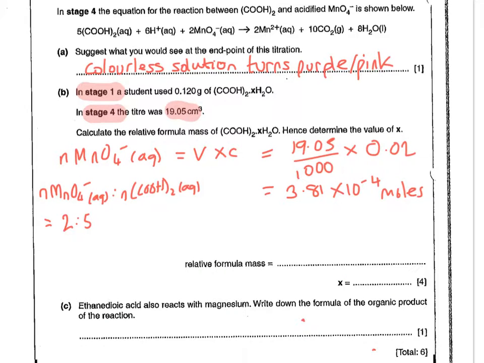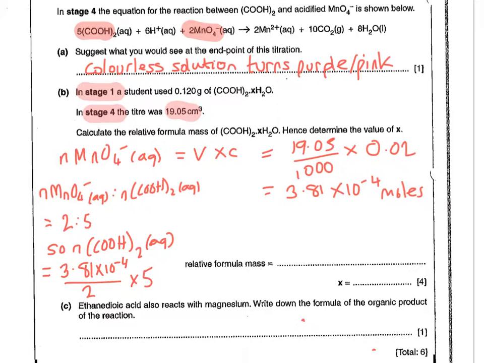So by making a note of the mole ratio between (COOH)2 and MnO4 minus is 5 to 2, if you have a look at the equation, which I've highlighted. So we know the moles of MnO4 minus is 3.81 times 10 to the minus 4. So we can take the moles of manganate, divide it by 2, then multiply that by 5, which gives us 9.525 times 10 to the minus 4.